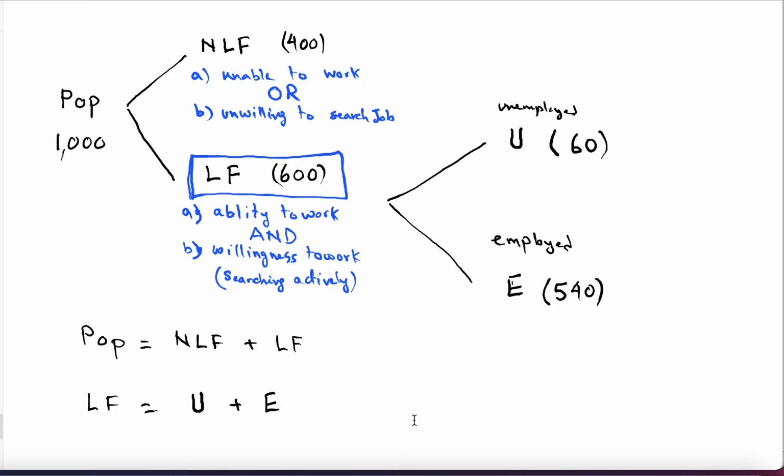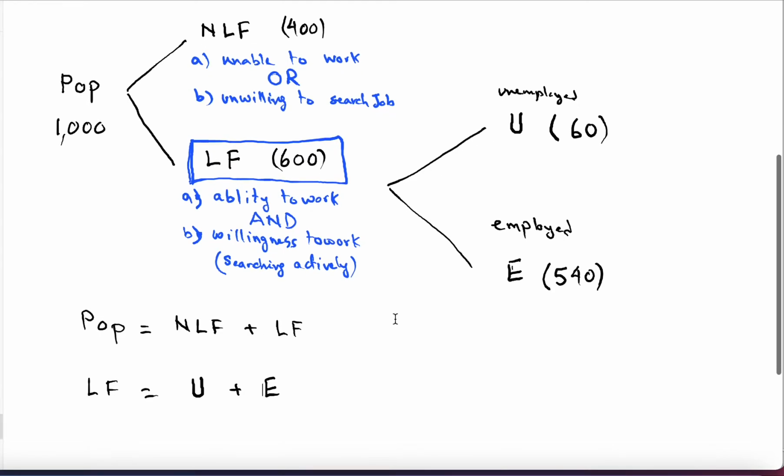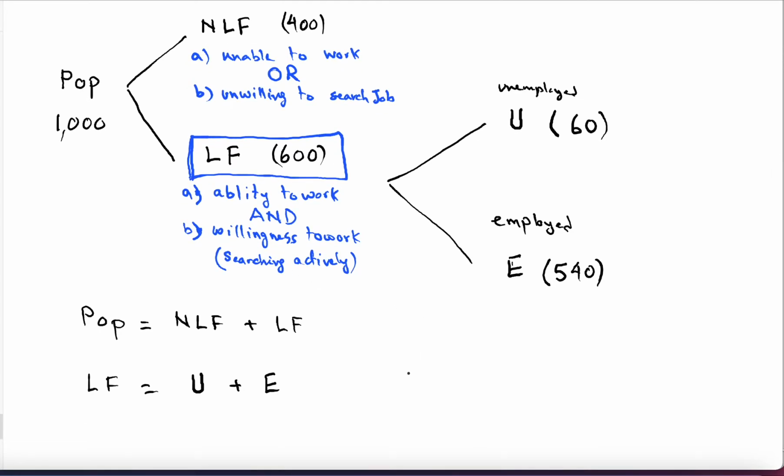And now here we can calculate the unemployment rate. The unemployment rate is very simply defined, coming from the first equation. The little u, in terms of percentage, is the percentage not out of the total population, but only from the labor force. So it's capital U divided by the labor force, which is U plus E. So in our equation, it is 60 out of the total 600.